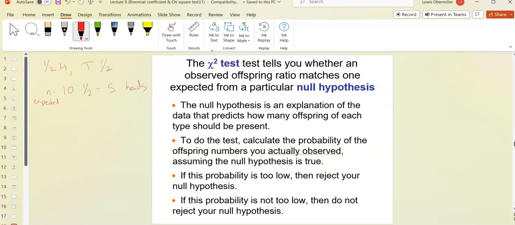And in this case, we would also expect 5 tails, right? Of the 10 coin tosses, again, 1/2 would be tails. And so 10 times 1/2 it would be 5. 10 over 2 is 5. So this is what we would expect, right? And let's say are observed.